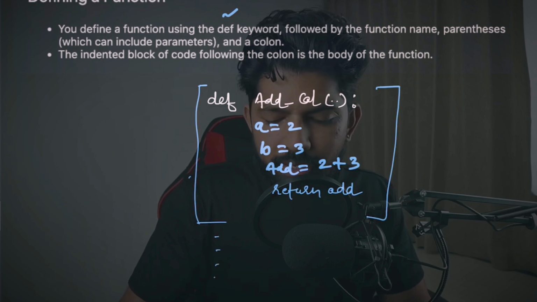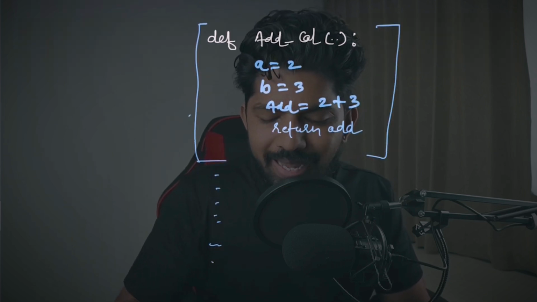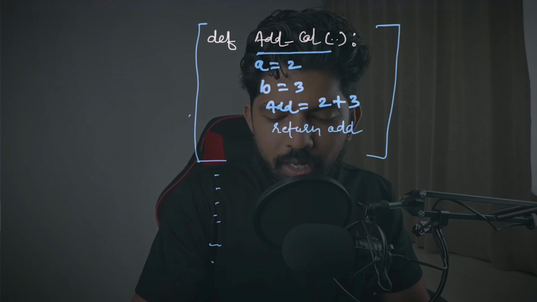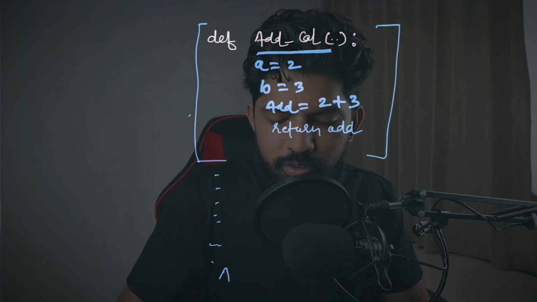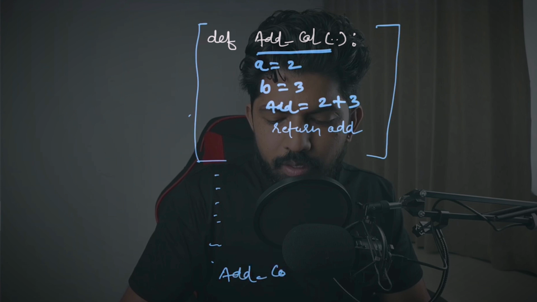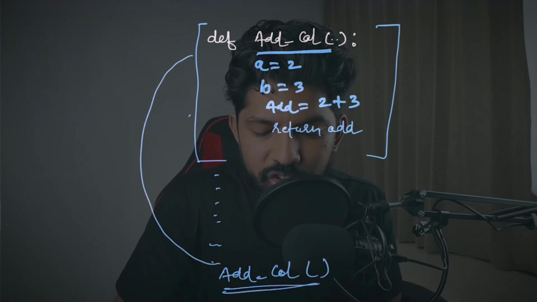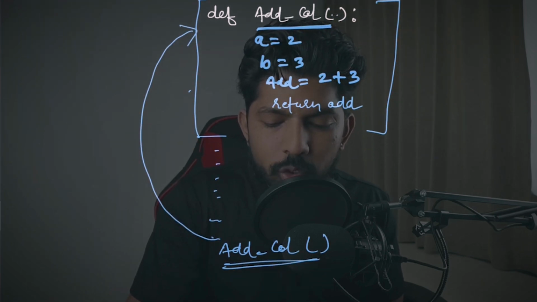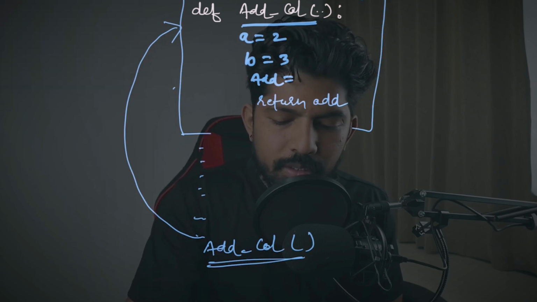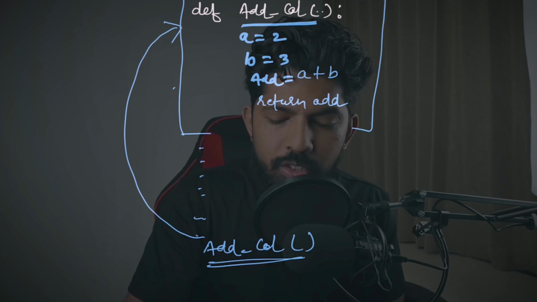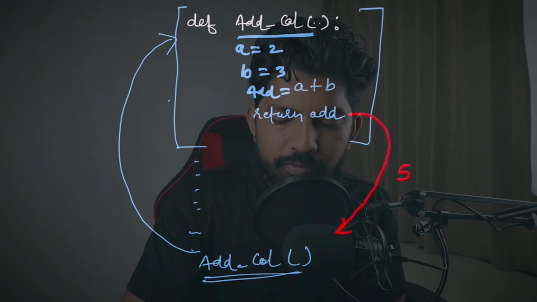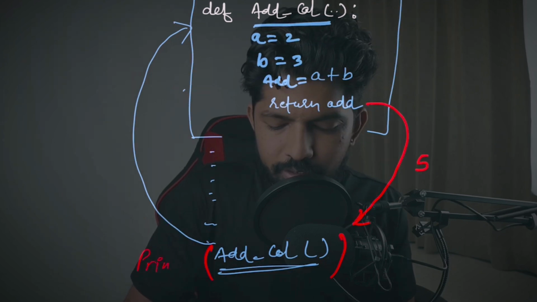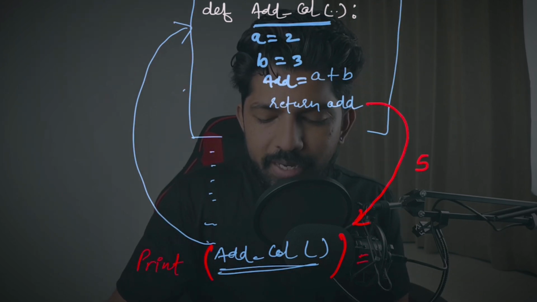So maybe I have written a long code, and anywhere in the program I can call this function. I'll call the function with its name. So I'll write add, colon, and then this. When I write the function name, this function will be called and it will return the addition. So the addition will be 2 plus 3. Actually here we have to write a plus b. So the addition will be 2 plus 3, which is 5. So it will return the 5. Correct? We can write print here, and the output we will get will be 5.